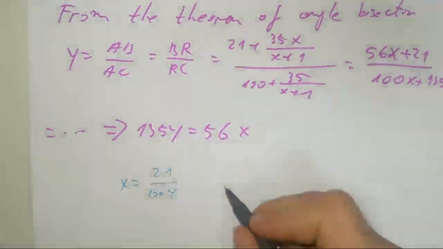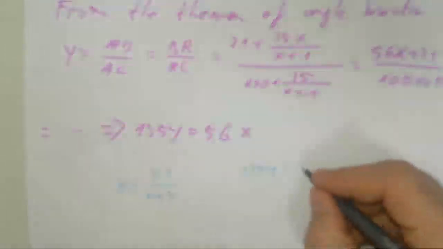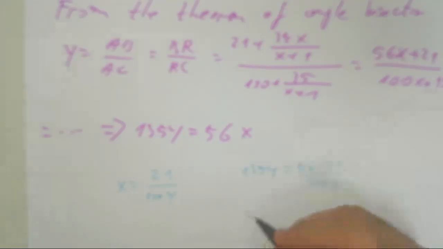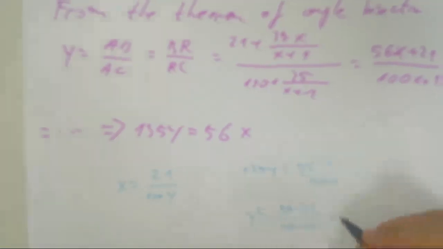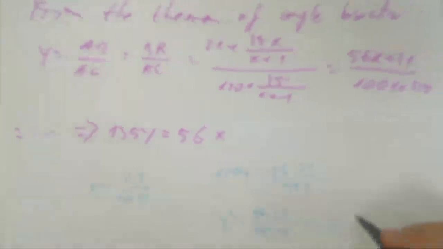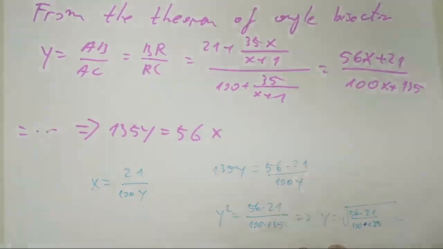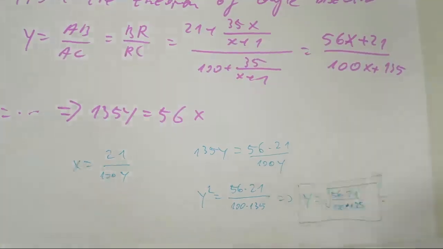Let's substitute here. 135y is 56 times 21 over 100y. It means that y squared is 56 times 21 over 100 times 135. From here we have that y is the square root of this expression, 56 times 21 over 100 times 135, which is a number. We need to calculate it. All right, we can leave it from here. Is that clear?